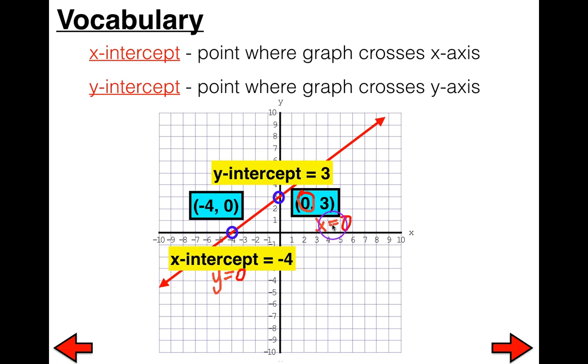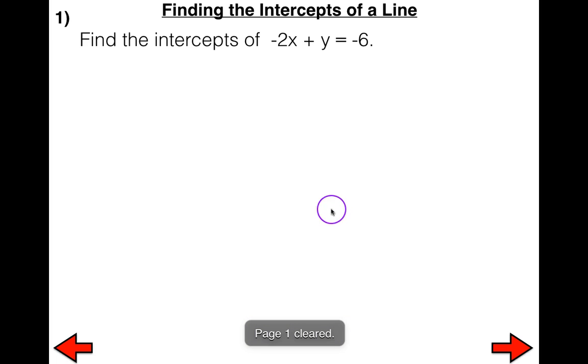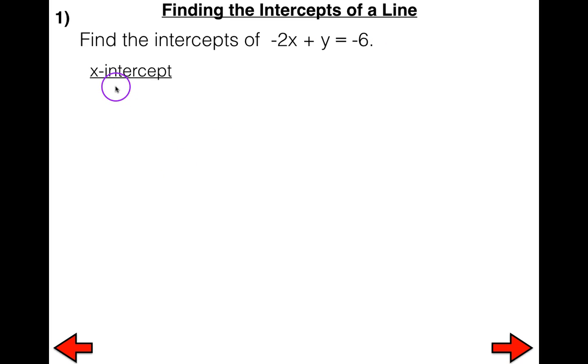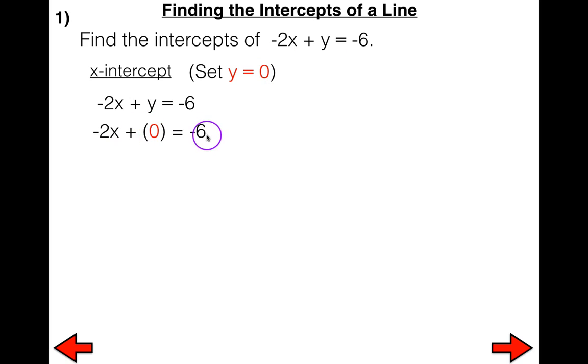Okay, so now let's move on to our first example. It says here, find the intercepts of -2x + y = -6. If I'm looking for the x-intercept, I need to set y equal to 0. In other words, your focus is on the x, so you're going to, I guess you can say, camouflage the y, make it disappear. So I'm going to use this equation, but instead of y, I'm going to substitute in a 0, like the following.